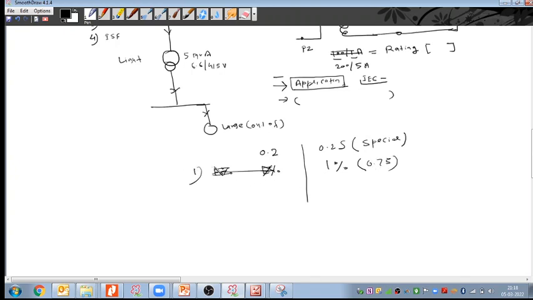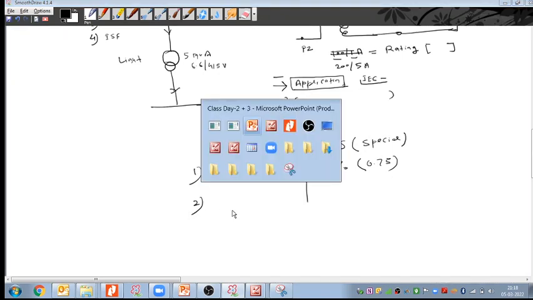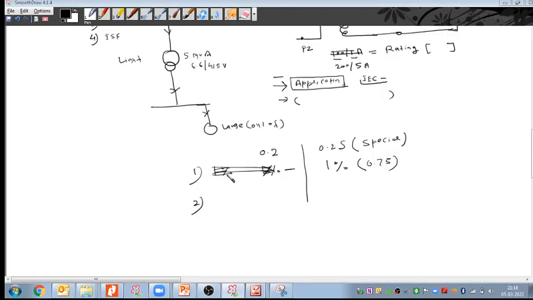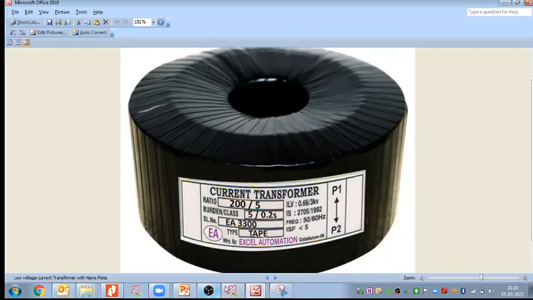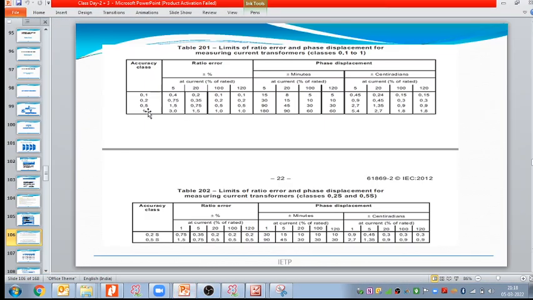The difference number two, so we can put a dash here. Okay, the difference number two is that the 0.2 class CT, as we have seen here, is defined to provide 0.2 percentage of error when current is 100 and 120 percentage of the primary current, right? So this is one difference.